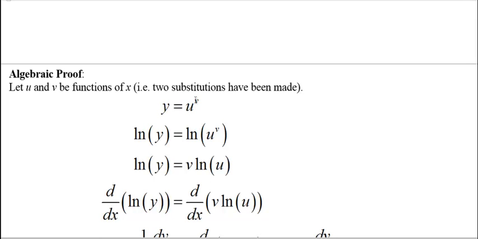In other words, what are we going to do? We're going to take the natural logarithm of both sides. And we use this property of logarithms that we just went over that says this on the right, then the natural log of u to the v power is v times the natural log of u.